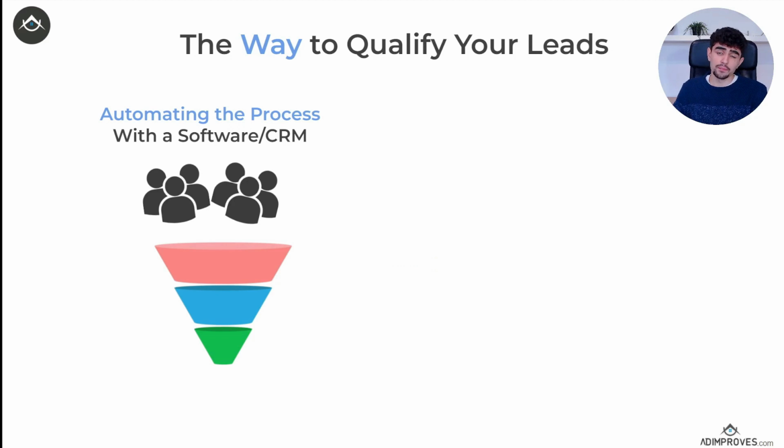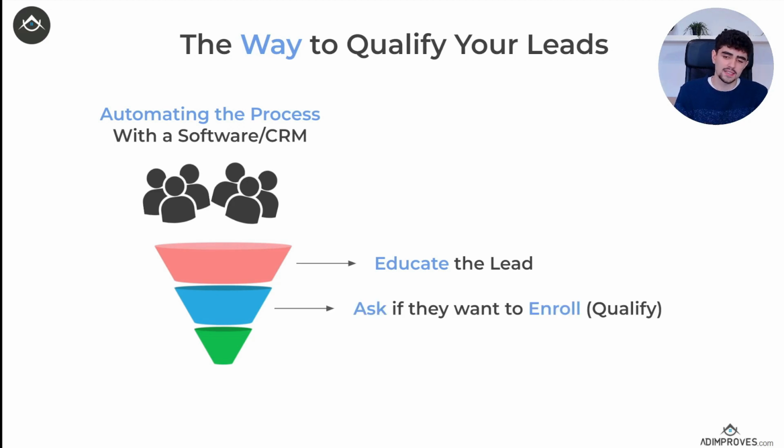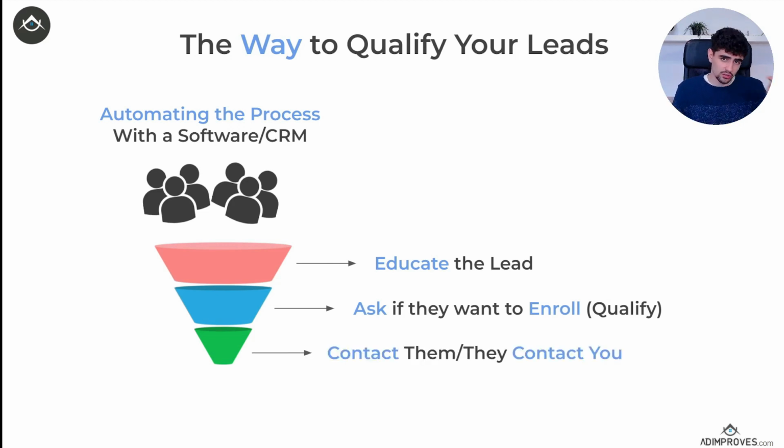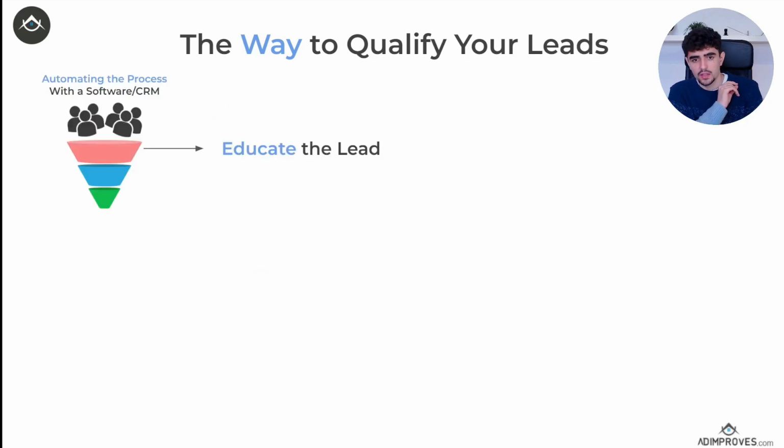You can do this with different types of programs and software, and you can implement it into your business if you wish to. So this is a 3-step simple process, in which the first step is to educate the leads. The second one is to ask if they want to enroll, so you can later qualify them, right? And the third one is to contact them, or they contact you, okay? Let me go a little deeper into explaining how this whole process works, okay? So instead of letting all your leads submit their contact information through Facebook forms and leaving all the work for you or your CA or BA, what we can do is educate the lead.